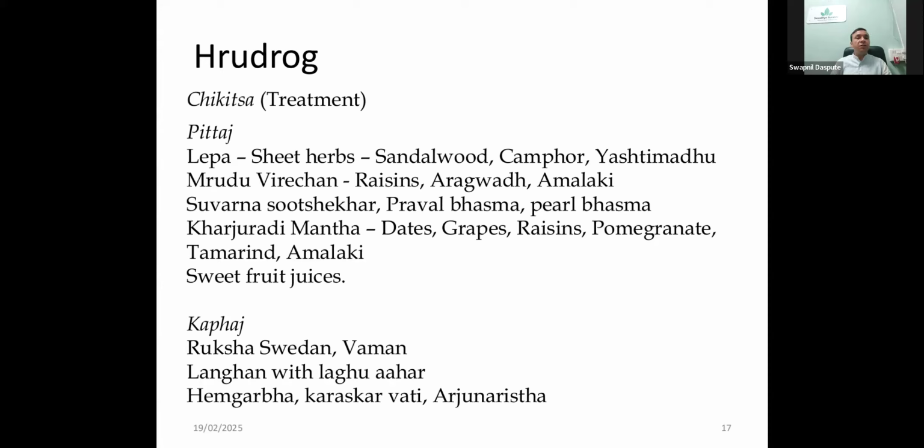Kaphaja Rudroga: Ruksha Svedana, Vamana. Because it is Kaphaja type of Rudroga, Snehana is contraindicated and should not be done. Even the Svedana which is done is Ruksha, and Ruksha Svedana is mild Svedana. We know Ruksha Svedana we did with Potali. So that can be done.